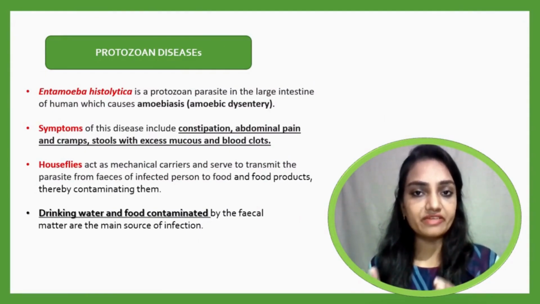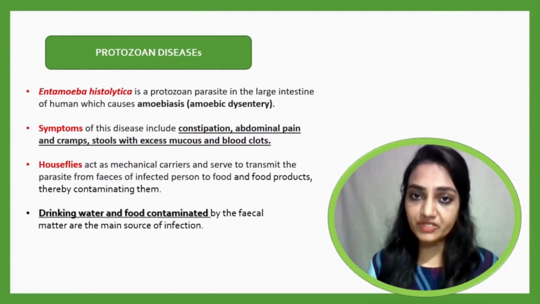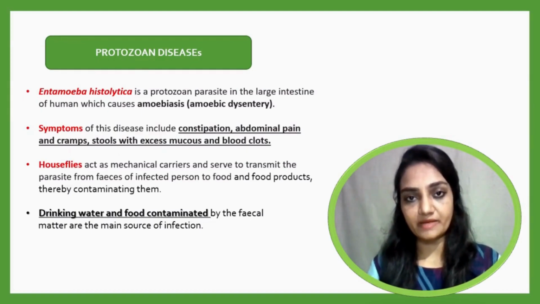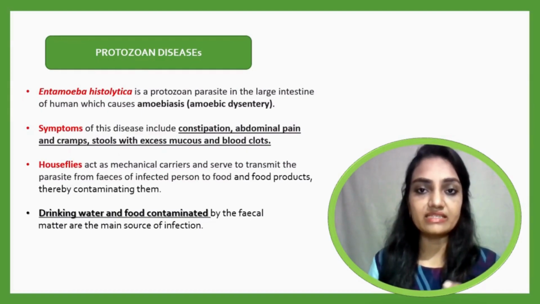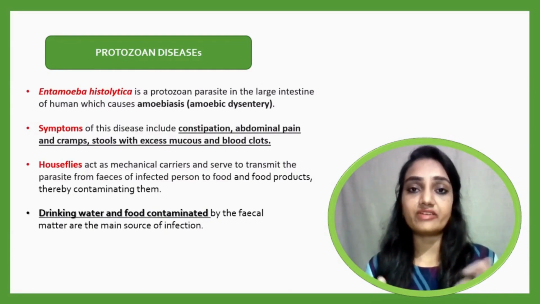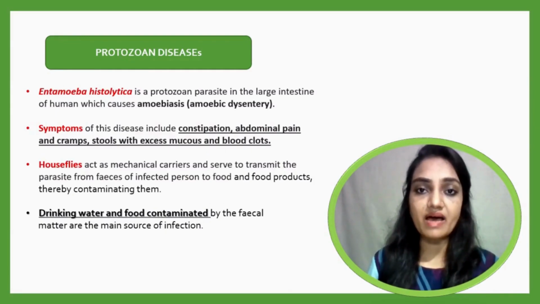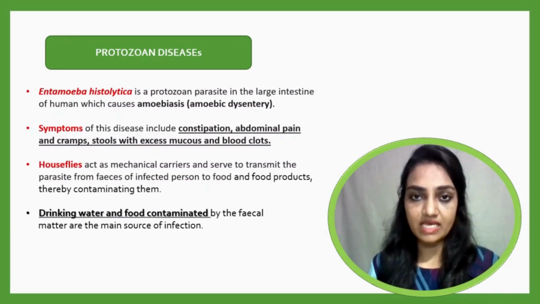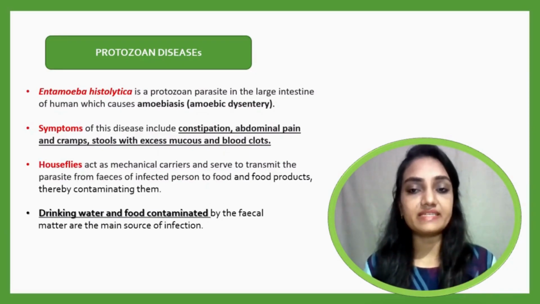So first of all, let me go through the causative agent. Amoebiasis is caused by Entamoeba histolytica. This Entamoeba histolytica is the scientific name for the amoeba, and the name amoebiasis is given after the causative agent. That is, amoeba causes this disease, and that's why the name is amoebiasis. And sometimes it is also called amoebic dysentery.